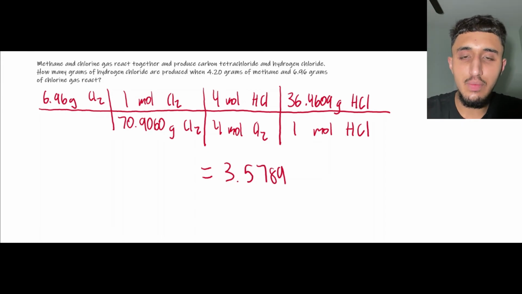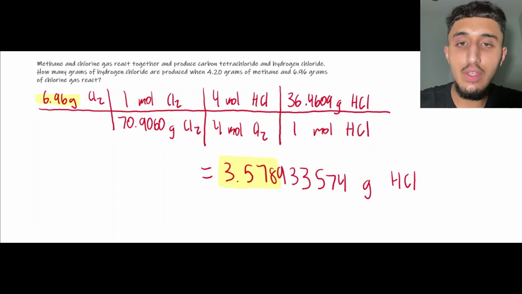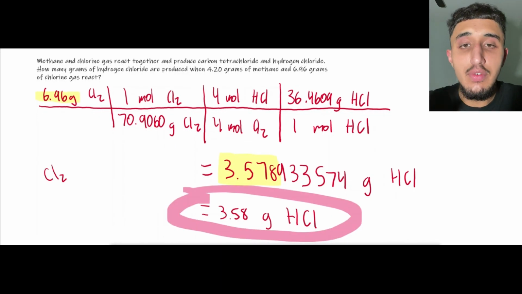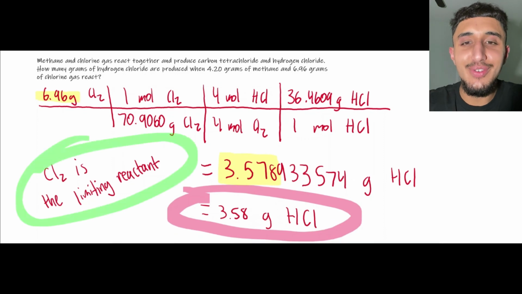Our initial value of 6.96 is our smallest non-constant value and thus tells us to round to 3 sig figs, which in the end gives us a value of 3.58 grams of HCl produced when we use 6.96 grams of chlorine gas. This means that Cl2 is our limiting reactant since 3.58 is less than 38.2 and only 3.58 grams of HCl are produced in this reaction.